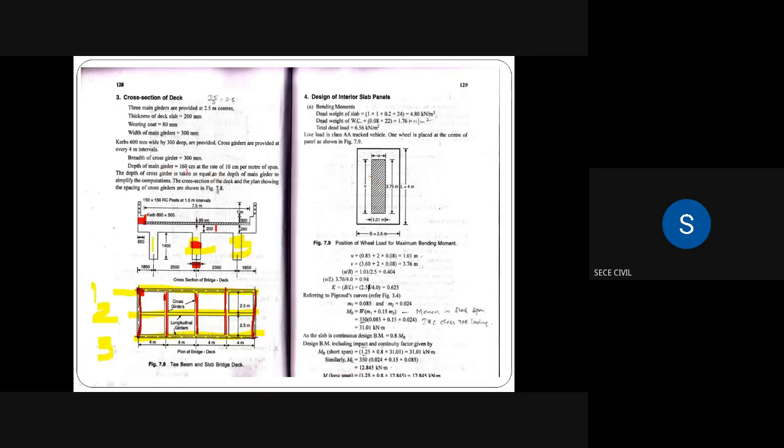Then the depth of the main girder is 160 cm, at the rate of 10 cm per meter of span. So we have to provide the depth of the main girder as 160 cm, since we have a 16 meter span. 16 meters means 1600 mm, and we have to provide that depth. This particular height is 1400 and the depth of the deck slab is 200 mm. So 1400 plus 200 is 1600. Totally we are providing 1600 mm as the depth of the main girder.